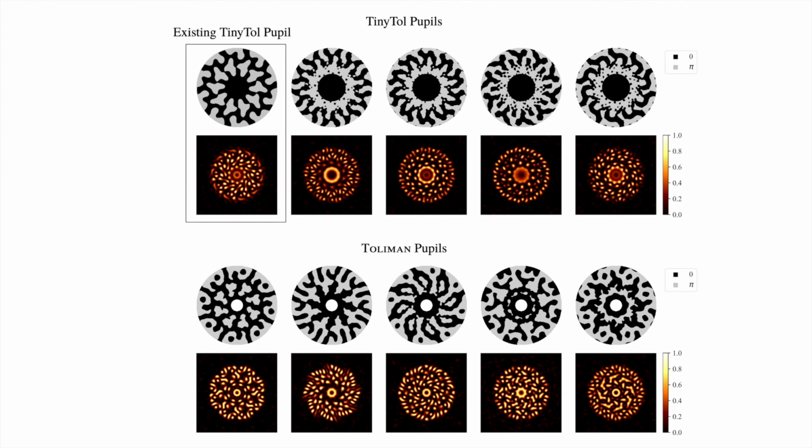The pupil must be binary with equal areas of 0 and pi phase to induce a null at the origin of the PSF, and regions in the pupil must be reasonably sized for fabrication purposes. We did have to come up with a tricky objective function to incorporate all of these constraints, but we basically just ran gradient descent with a number of different initializations, and here are some of those really cool results.